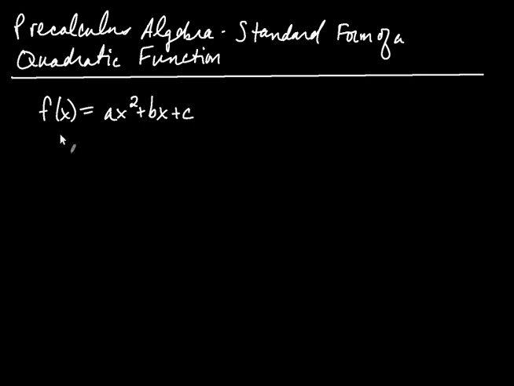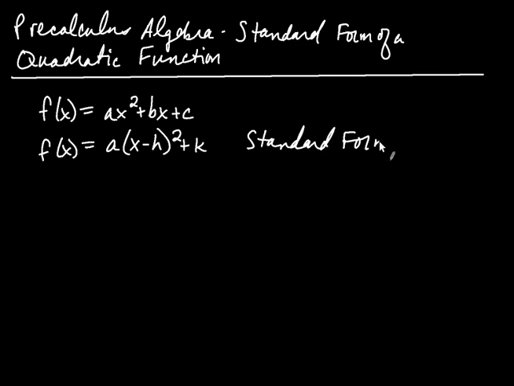Now, when we write it in standard form, what we mean is this form. F of x equals a, the same a as right here, times x minus h squared plus k. So that form that I just wrote, that's the standard form for a quadratic function. And when you've written it in standard form, it's still a parabola, of course. The vertex is obvious. Once you've written it in standard form, it's the ordered pair h, k. So the vertex is h comma k.